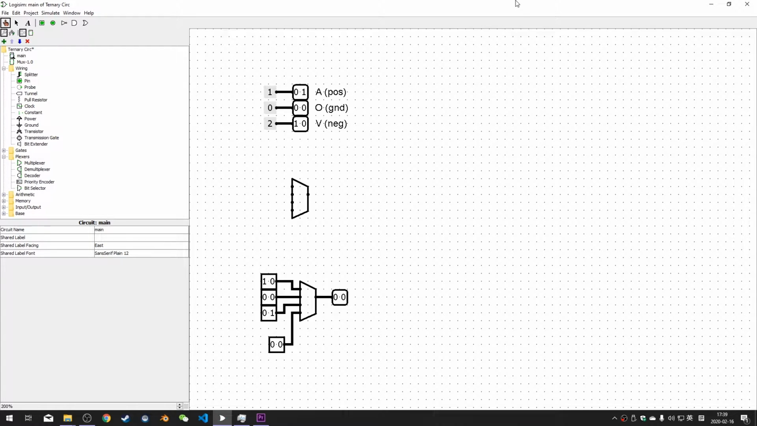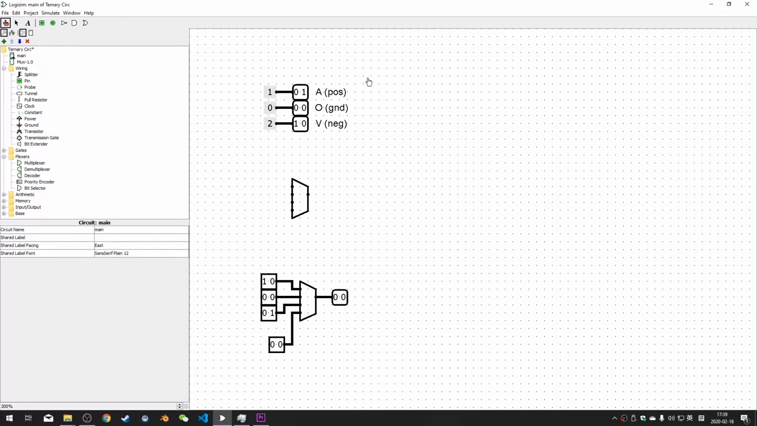Multiplexer, or MUX, is one of the most fundamental building blocks of a ternary computer. So today, let's see how to simulate a MUX in Logisim. Because Logisim is built for binary logic circuits, we have to use 2 bits to represent a ternary trit.